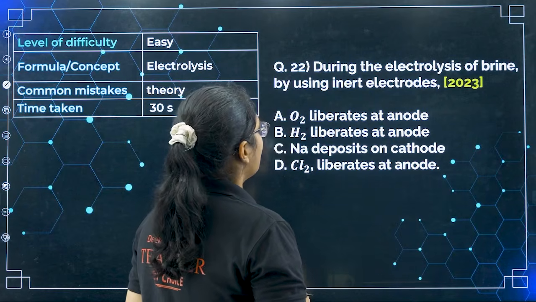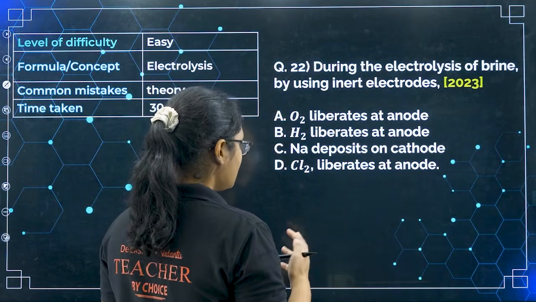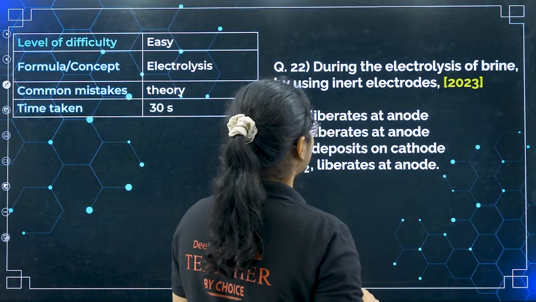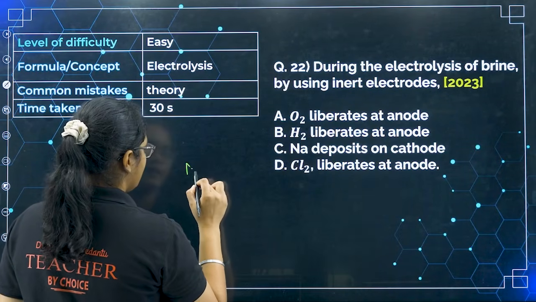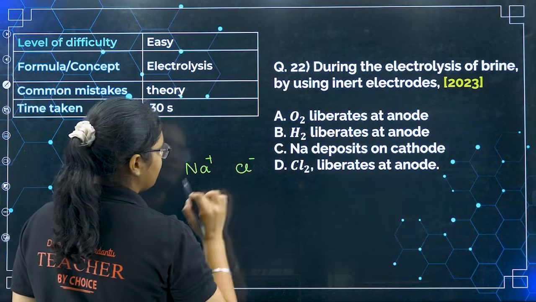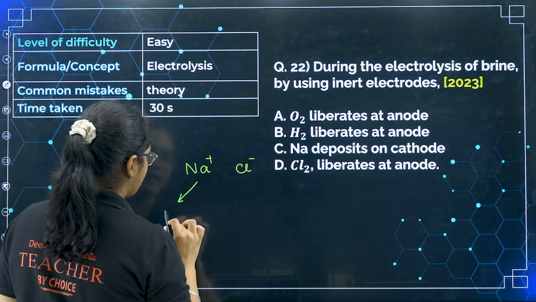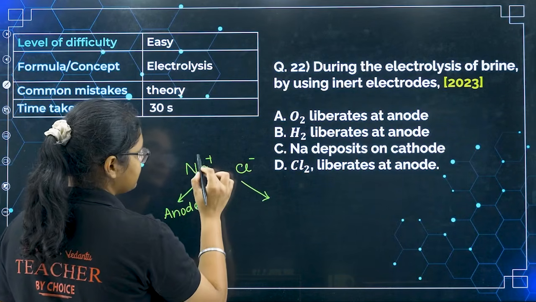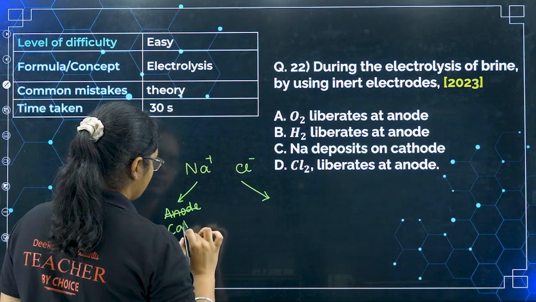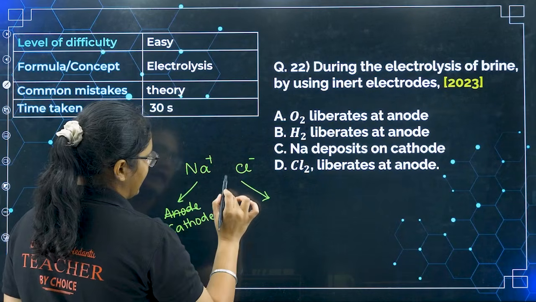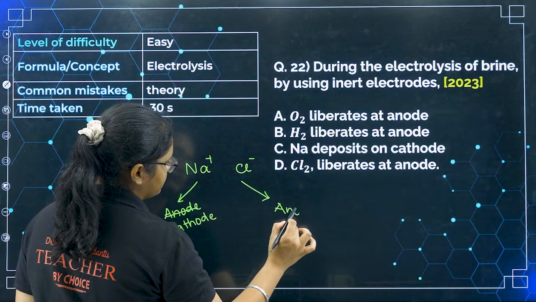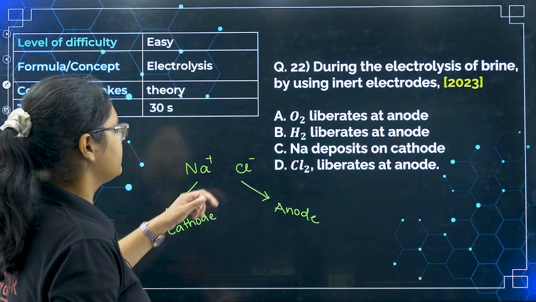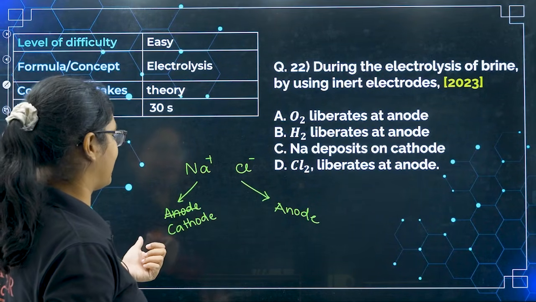So if you remember, during the electrolysis of brine solution by using inert electrodes, we have here Na plus and Cl minus, right? Na plus is positively charged, so this moves towards the cathode. And Cl minus is negatively charged, so this moves towards the anode, which is positively charged. So here we have sodium deposited at cathode.